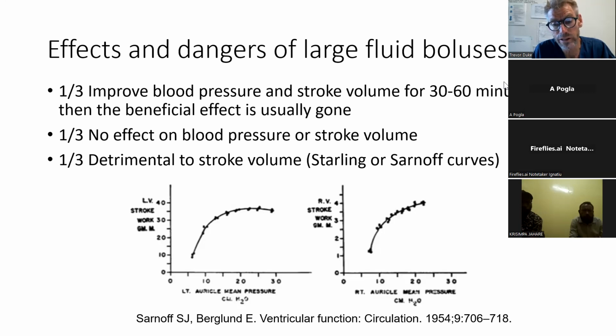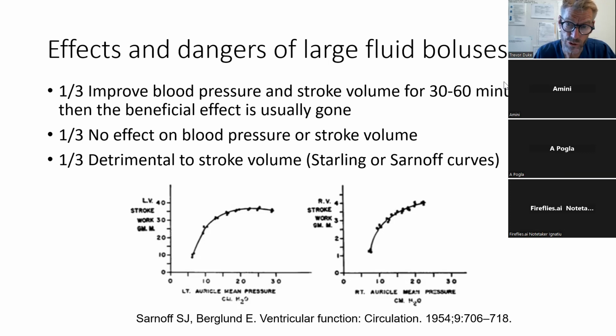And then since then, there's been quite a lot of other research done, which shows that when you give a large bolus of fluid to children who've got a febrile illness, then about a third of them improve their blood pressure and their stroke volume because you're increasing their venous return to their heart. About a third get an improvement for the first 30 to 60 minutes. But then after that, the beneficial effect is gone because the fluid gets distributed into the tissues. The beneficial effect is gone after about an hour.